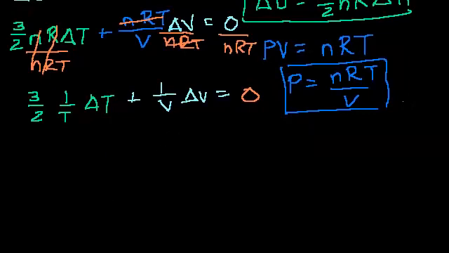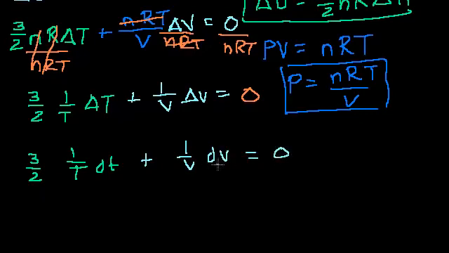Now, we're going to integrate over a bunch of really small delta T's and delta V's. So let me just change those to our calculus terminology. We're going to do an infinite sum over infinitesimally small changes in T and V. So I'll rewrite this as 3 halves 1 over T dT plus 1 over V dV is equal to 0. Remember, dV just means a very, very small change in volume. And dT is an infinitesimally small change in temperature. And now I want to integrate over the total change in temperature and the total change in volume.